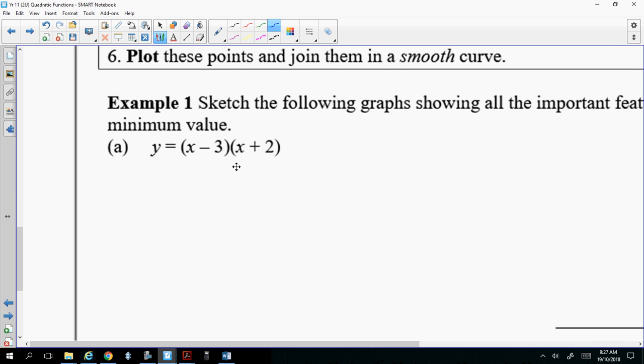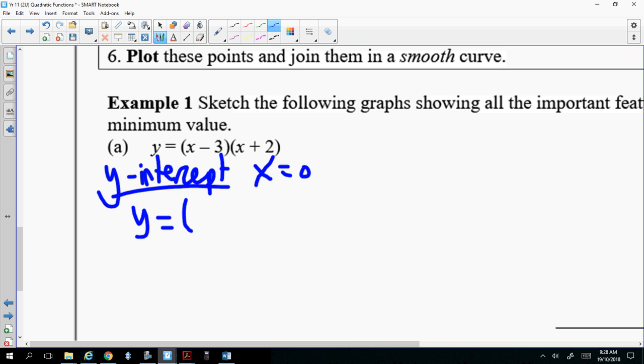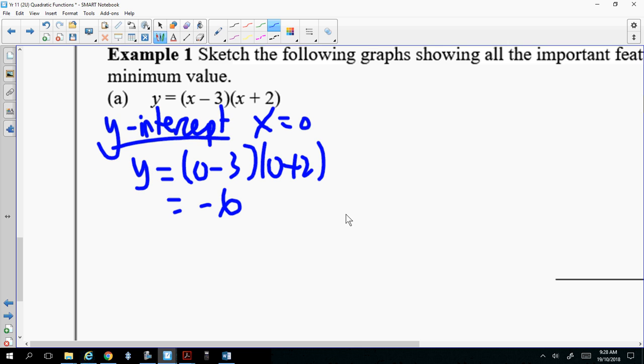Alright, so let's find the y-intercept first. Put x equal to 0. That's the general form of the parabola. So x equals 0, and you get y equals 0 minus 3, 0 plus 2, which is negative 6. Alright, and then the x-intercept.